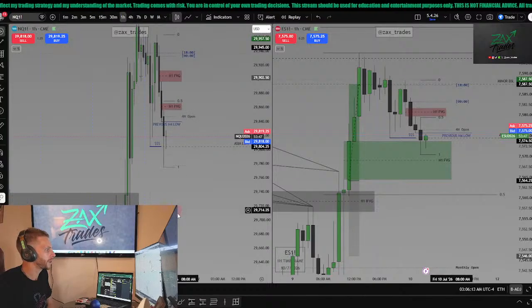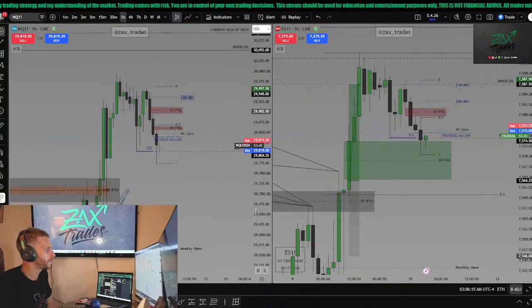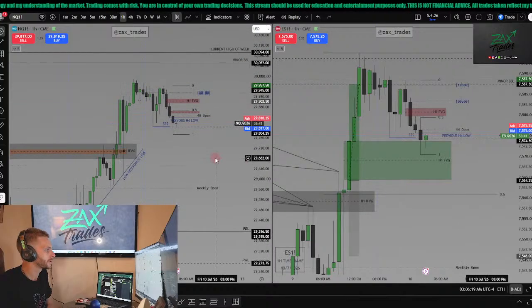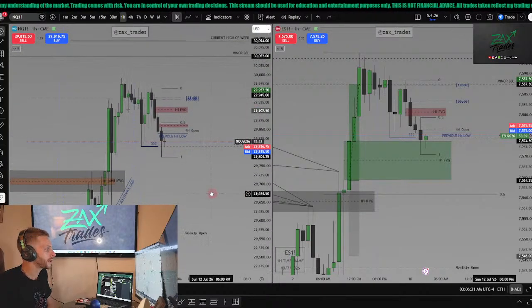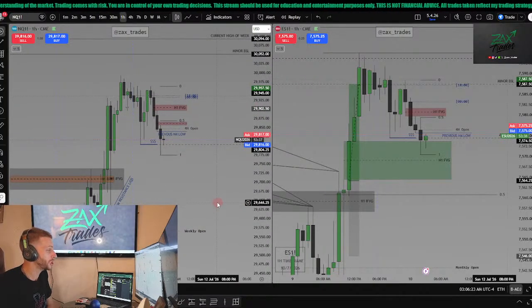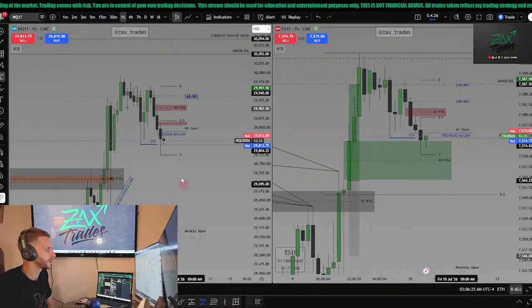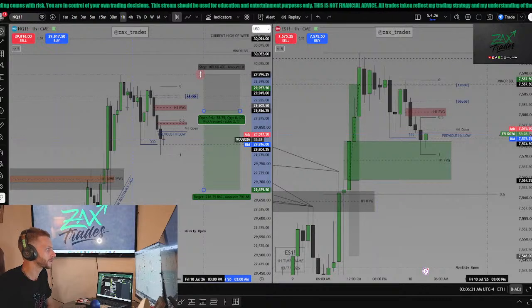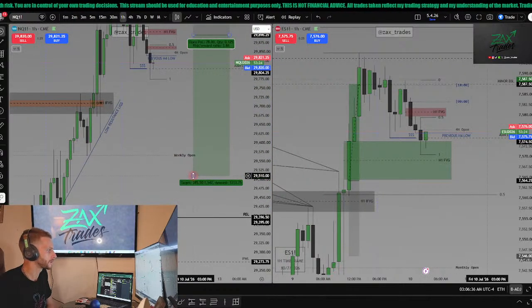So for the short side, I think what we would want... I do see an opportunity for a very cheap short, just in a sense of RR potential. Maybe it makes sense for me to take a stab at.